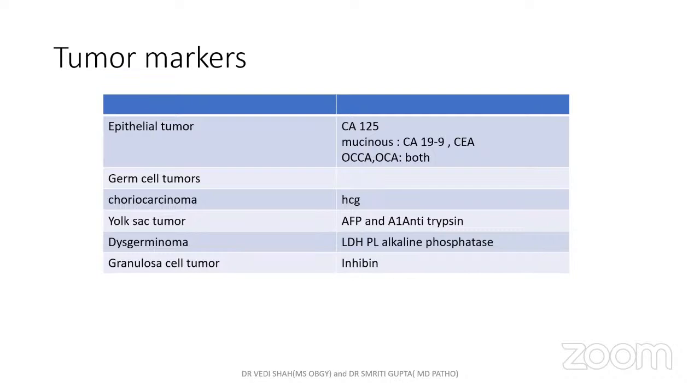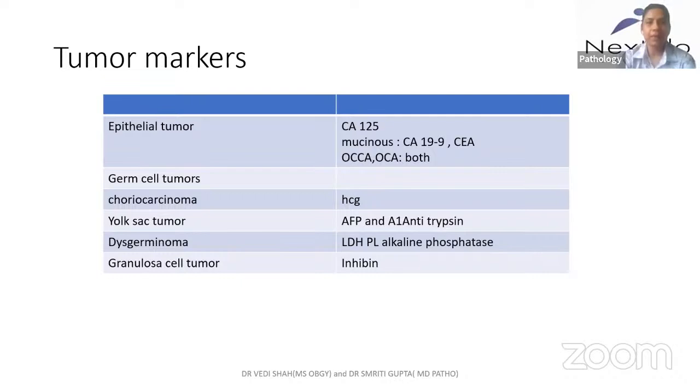For example, in the epithelial tumors, CA125 is raised. CA125 is cancer antigen 125 or carbohydrate antigen 125. CA125 is a glycoprotein found on epithelial cells. So in epithelial tumors, these proteins would be more expressed, and that is why they act as a tumor marker of epithelial cells.